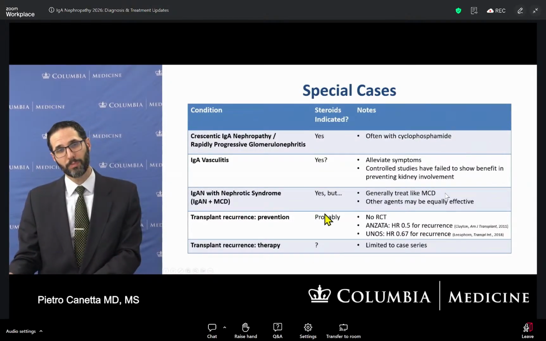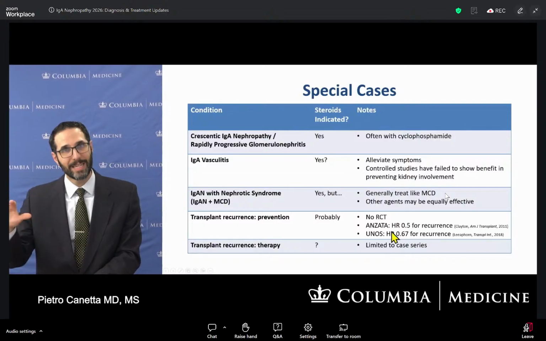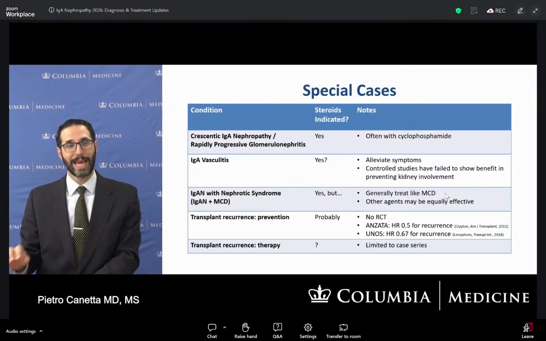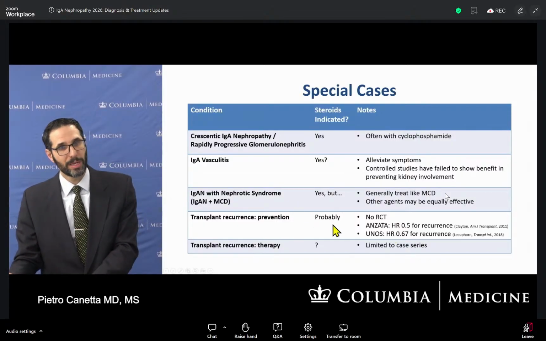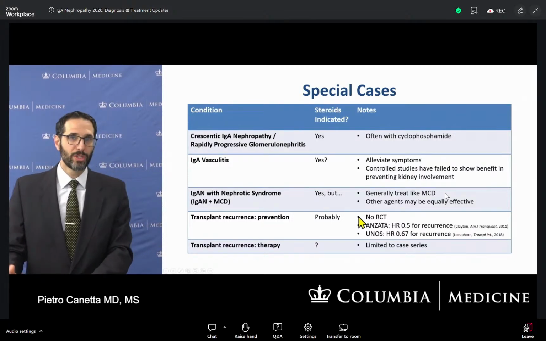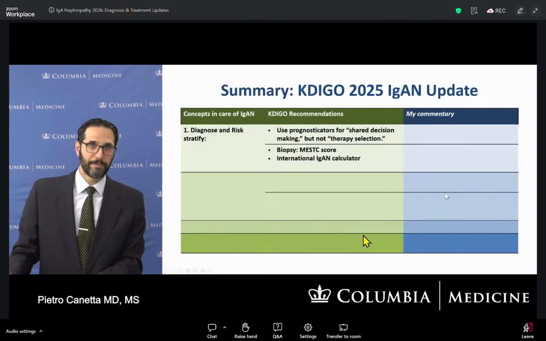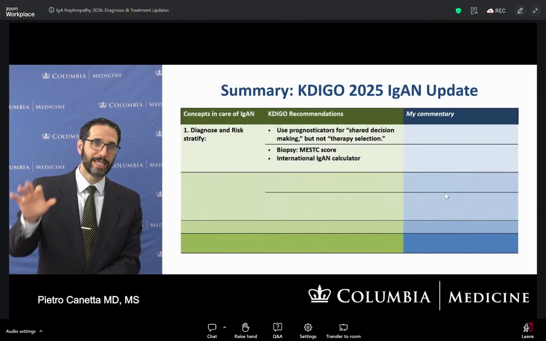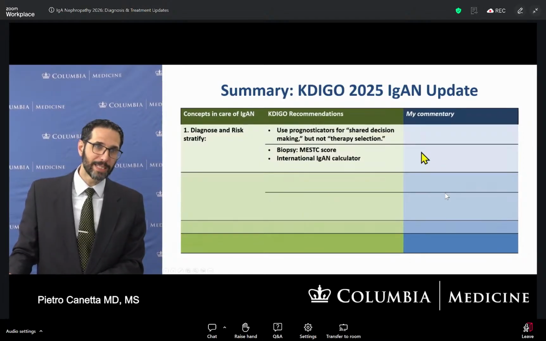And in transplant recurrence, probably there's a role for steroids as well, maintenance steroids. There's some data that suggests that you have a lower risk of recurrence with maintenance prednisone 5 milligrams a day, triple therapy as opposed to double therapy. But we don't have randomized data, unfortunately. So I just want to summarize the KDIGO updates here, and I'll give you my take on each of them.